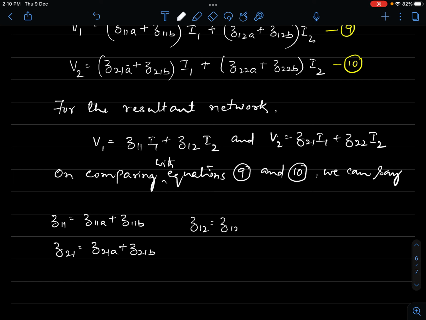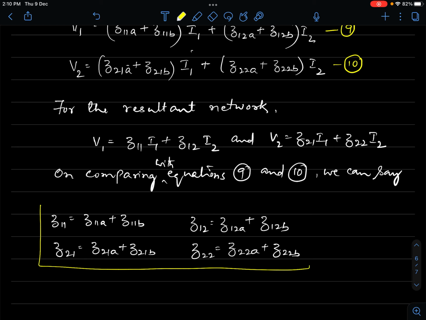Similarly, Z12 is equal to Z12 of network A plus Z12 of network B. Z22 of the combined network is the sum of the Z22 parameters of network A and network B. That completes our proof.